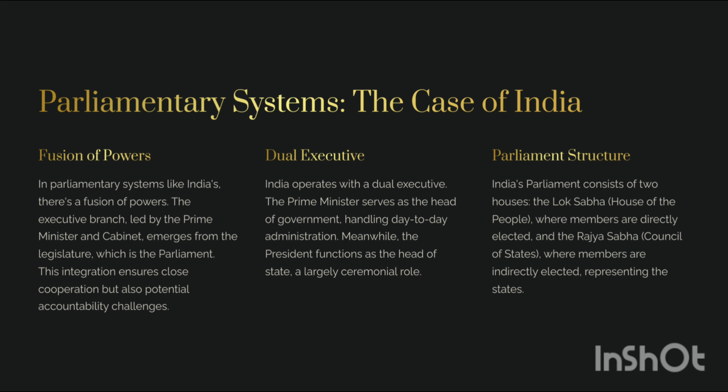Parliament system, India. Fusion of powers. In parliament system like India's, there is a fusion of powers. The executive branch, led by the Prime Minister and Cabinet, emerges from the legislature, which is the parliament. This integration ensures close cooperation but also potential accountability challenges.